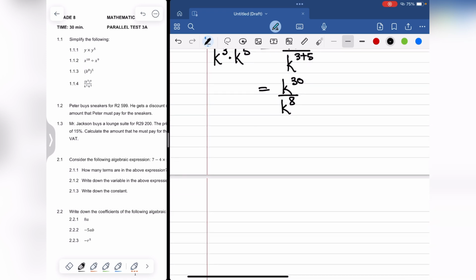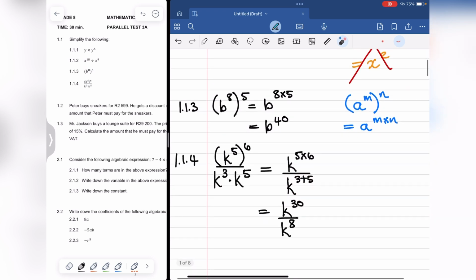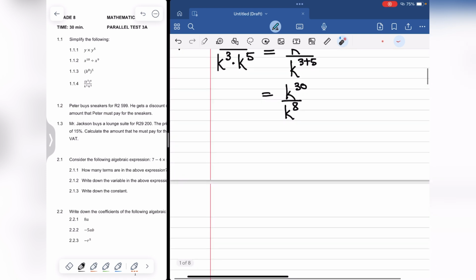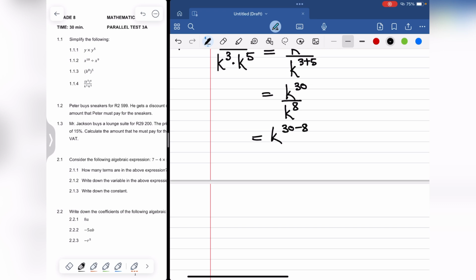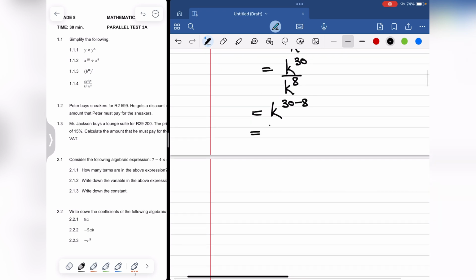I can divide because my bases are the same, which means I can apply the law that says I keep my base of k and I can subtract the exponents. Okay, that kind of didn't work in sync there, but I will keep the base of k and subtract the exponents. So that looks as follows. I have k, I subtract the exponents, and I end up with k to the power 22.